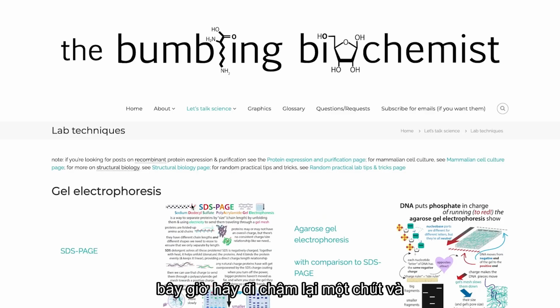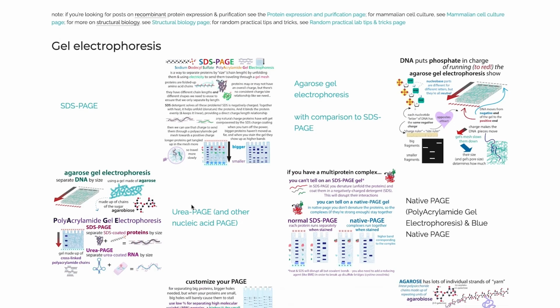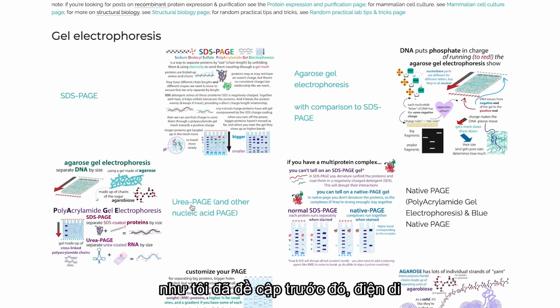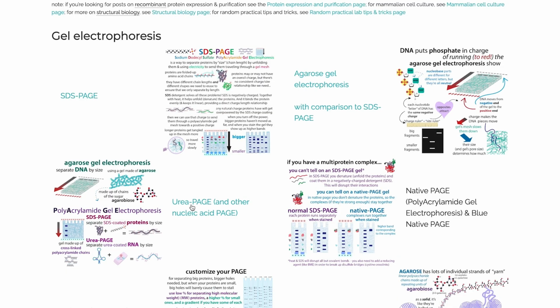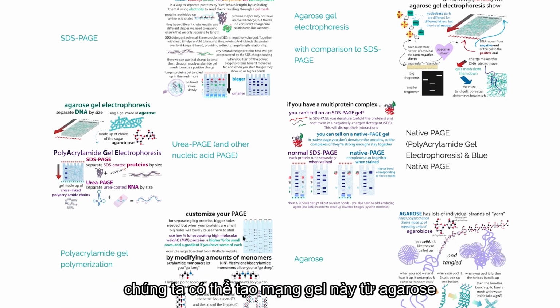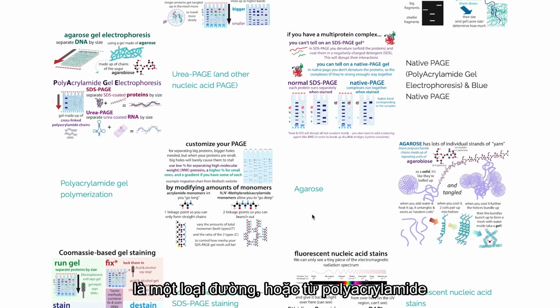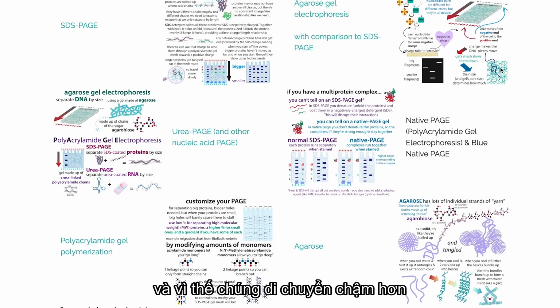So now let's go a little slower and go through things, starting with gel electrophoresis. So as I mentioned before, gel electrophoresis is a way that we can separate molecules by size. And how it works is basically we make this gel mesh, and we can make this gel mesh out of agarose, so this like sugar, or we can make it out of polyacrylamide. And then we're going to use electricity to send the molecules traveling through this mesh. And the bigger the molecules are, the more tangled up they're going to get in this mesh, and therefore they're going to travel more slowly.